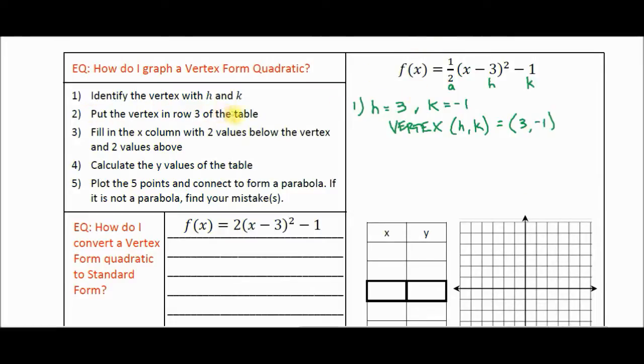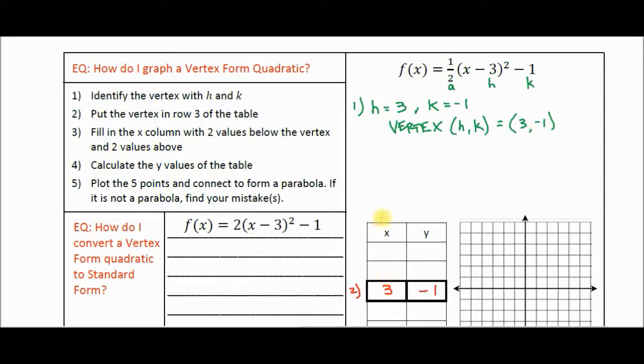Step 2, put the vertex in row 3 of the table. So step 2 down here, we're going to put our vertex. There is our x value. There is our y value. Step number 3, fill in the x column with 2 values below the vertex and 2 values above.